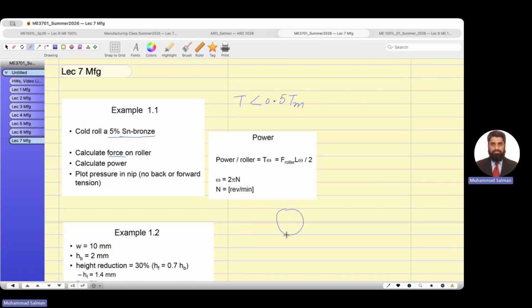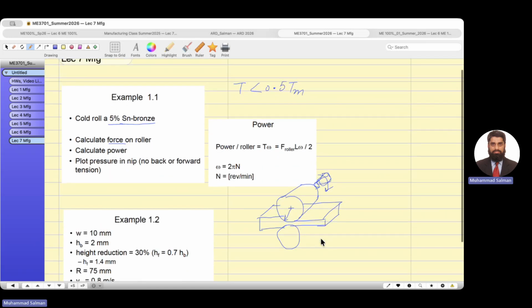This is my roller here. And then this is my very rough sketch. Okay. So this roller has a motor. This motor is running the roller, and calculate the power provided by the motor and the force per roller.